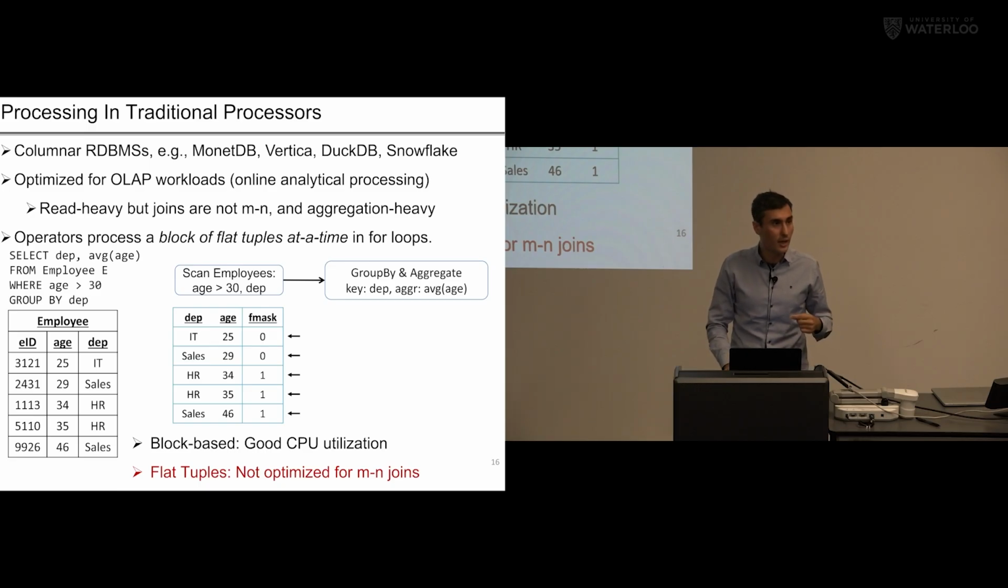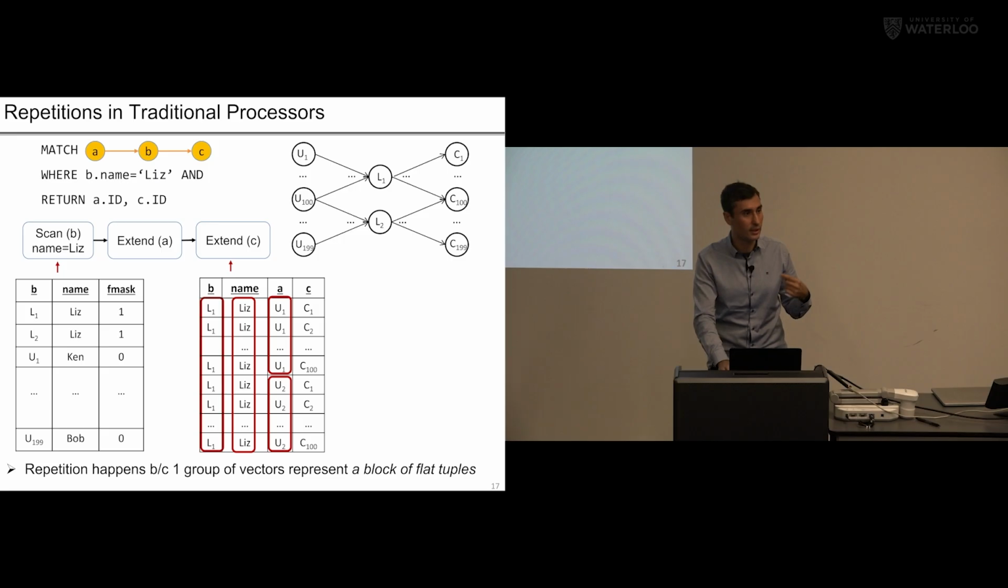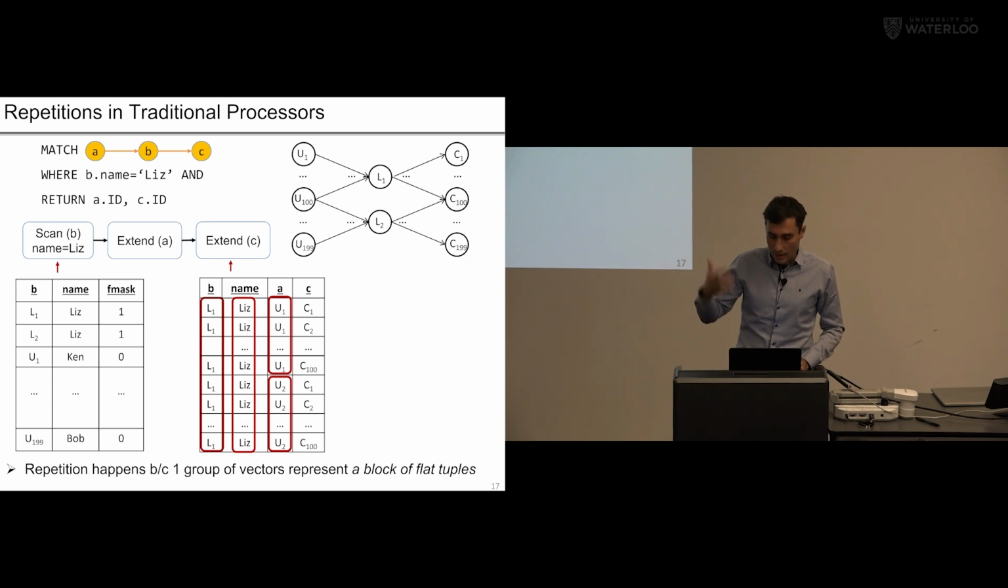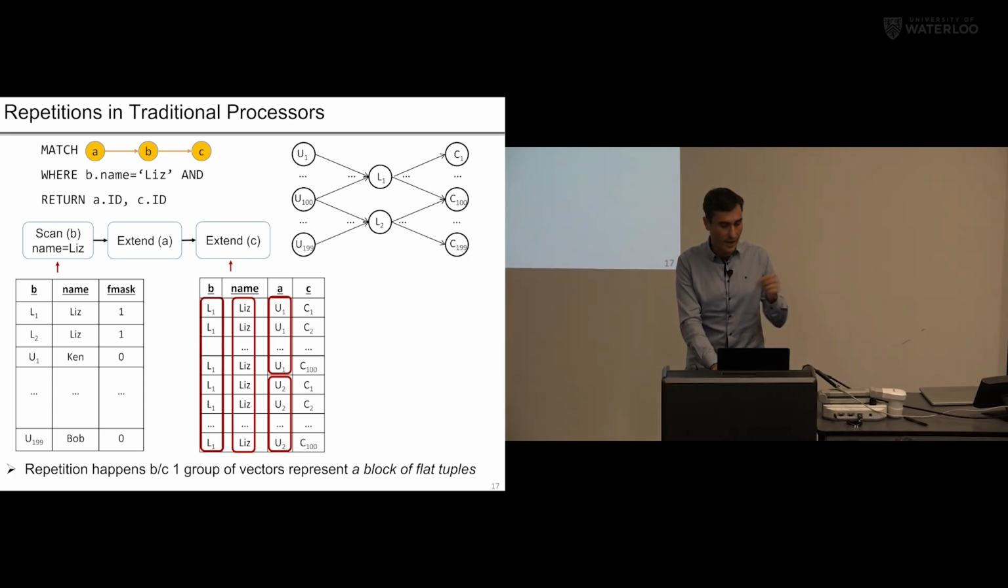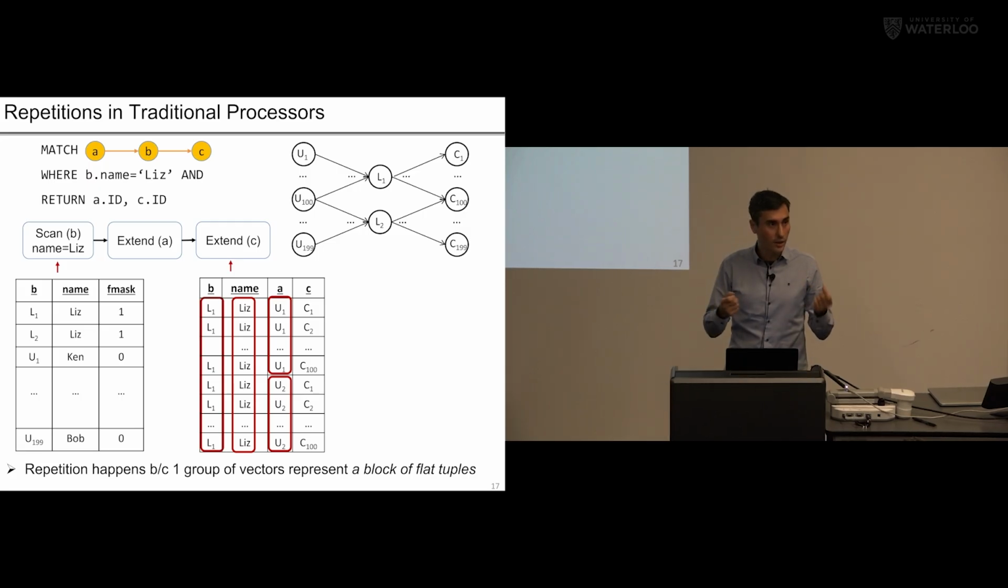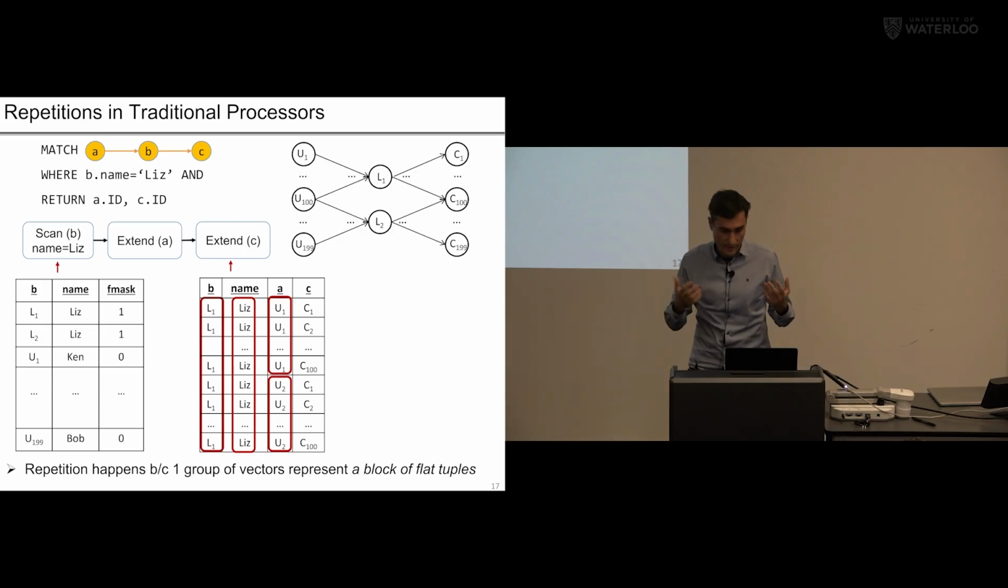But it's not really optimized for the many-to-many joins that are the core of the computation that graph database management systems do when they search for patterns. So what would happen in a graph database management system if you adopt this vanilla vector-based processing is, suppose you're looking for this two-path query where it's asking for essentially all the, say, transfers that Liz's accounts might be facilitating. So where the middle node B has name Liz.